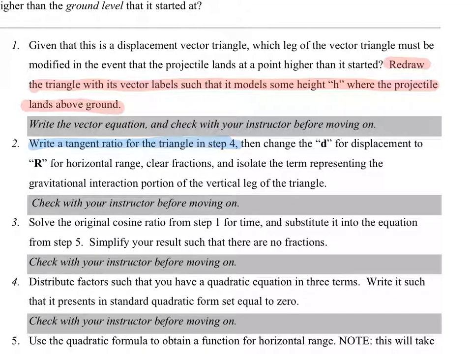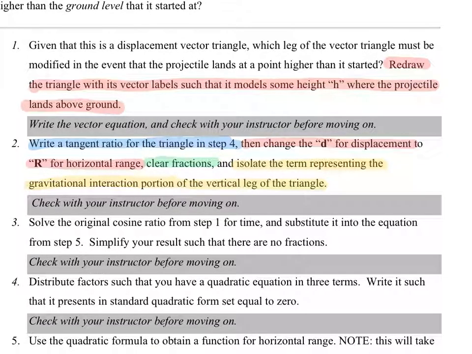So we have some things to do. Write a tangent ratio. So then our next fish to fry, change D for displacement to R for horizontal range. Then clear fractions. And then isolate the term representing the gravitational interaction portion of the vertical leg of the triangle.